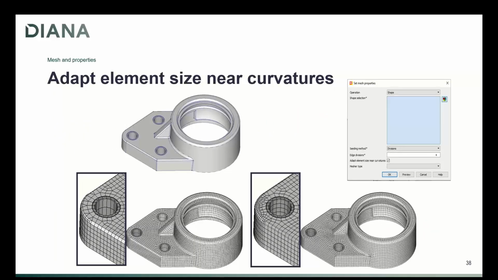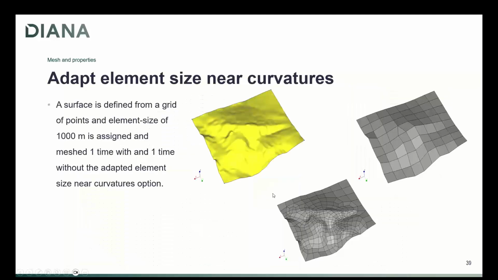We have adaptive element size that enables you to increase the density of nodes and elements at certain corners and edges in order to have a smooth transition mesh. So this option can be activated from the set mesh property over there. And you can see the outcome of the mesh without and with the option activated using the same mesh seeding. So you see that you get a smoother mesh near the curvature. You can see also here the effect.